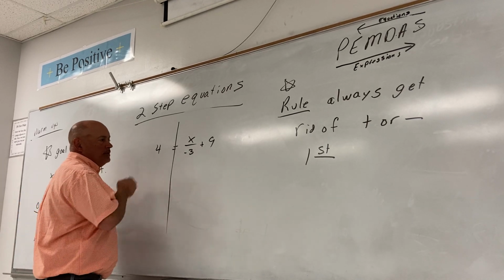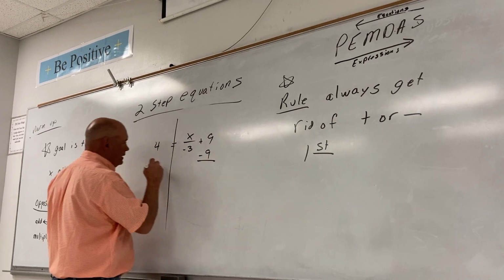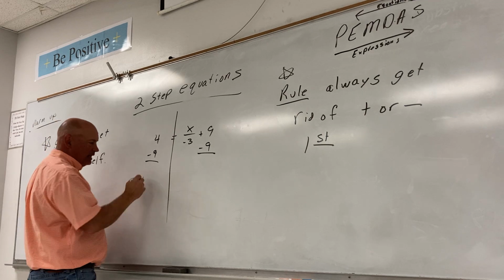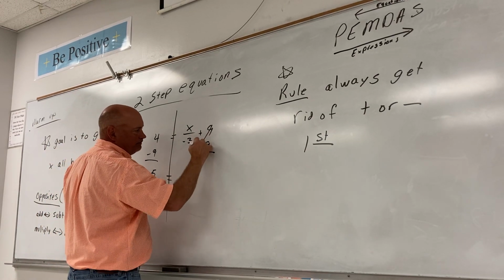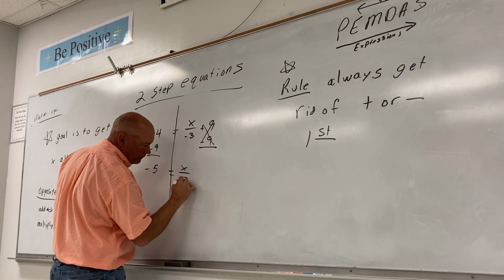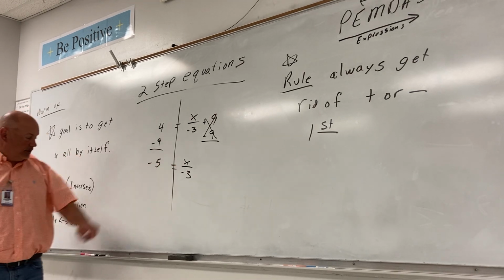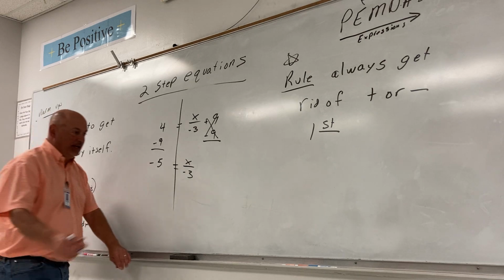Okay. So how do I get rid of plus 9? Minus 9. What's 4 minus 9? -5. And that's gone. That's 0. Bring down the x divided by -3. And how do we get rid of division? Multiply. So since they're dividing by -3, we need to multiply by -3.